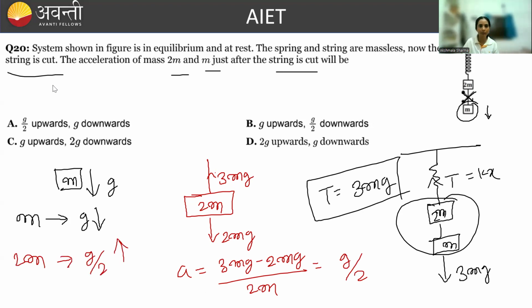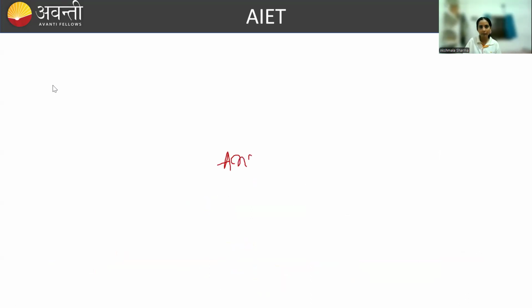Okay? So correct answer will be g by 2 upward and g downward. So correct answer for question number 20 should be option A. Yes. So here the answer is what?